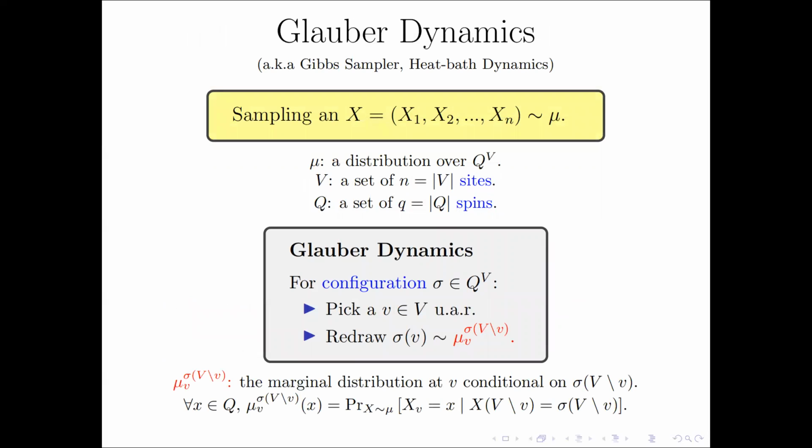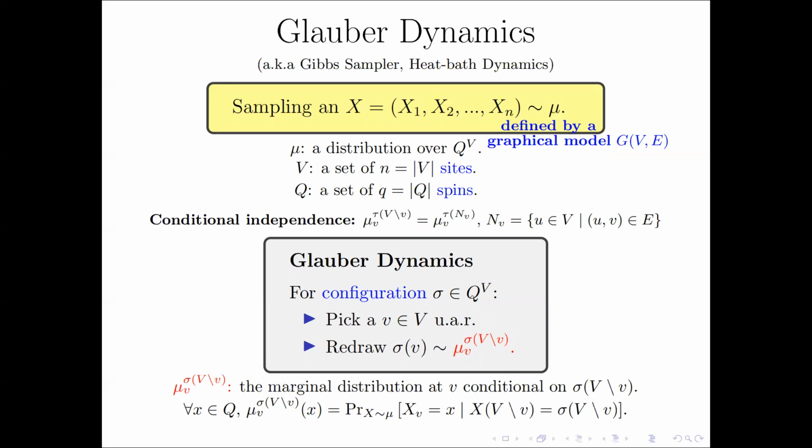The Markov chain Monte Carlo method is one of the main methods for sampling. A canonical Markov chain for sampling from mu is known as Glauber dynamics. In a step of Glauber dynamics, from configuration sigma, pick V uniformly at random. Redraw the color of V according to the marginal distribution on V. It is well known that the chain is stationary at mu.